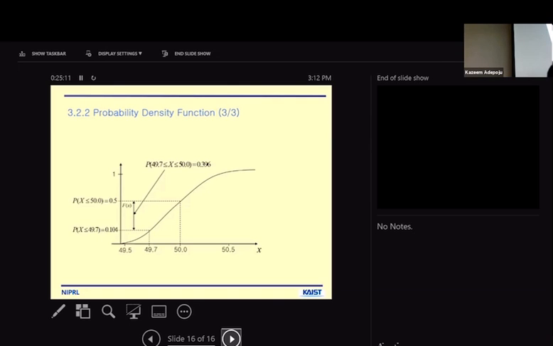If you want to find the probability between 49.7 and 50.0, this is for 49.7 and that is for 50.0. The distance between that and that is the probability that X lies between the two.